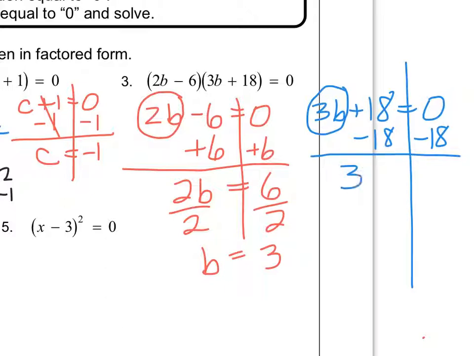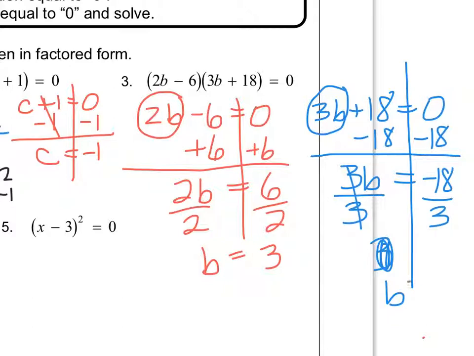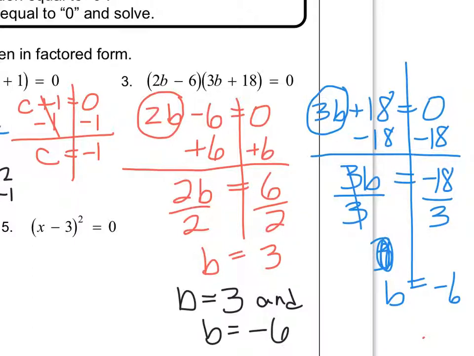And now I've got 3b equals negative 18. So that was my moving. Now I've got to divide. So I'm going to divide both sides by the coefficient of 3. The 3's cross out, and that leaves me with b equals -6. So my answer to this is b equals 3 and b equals -6.